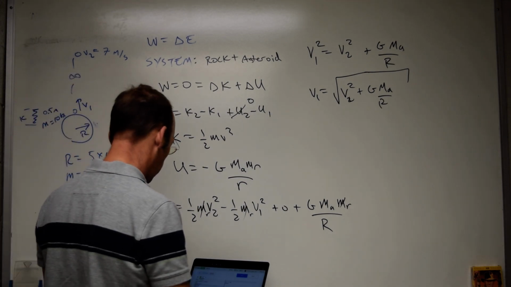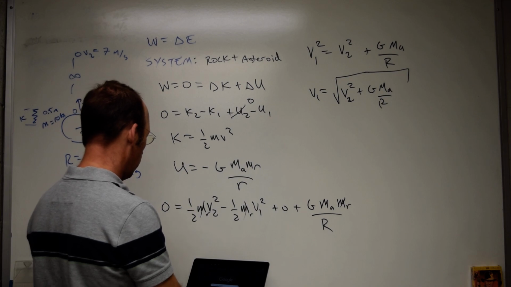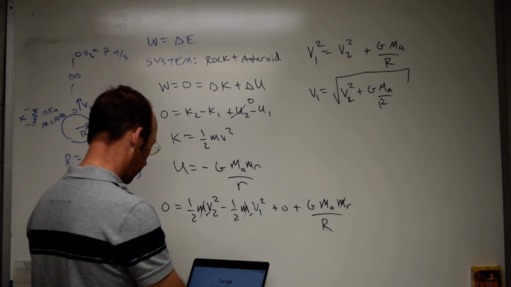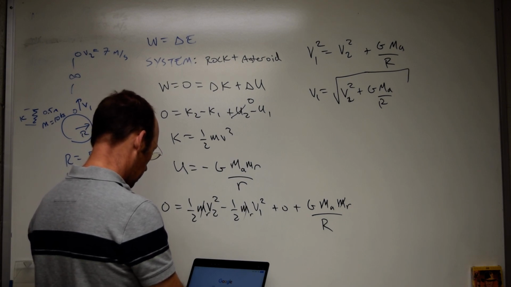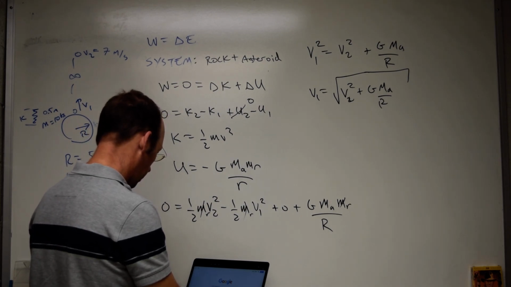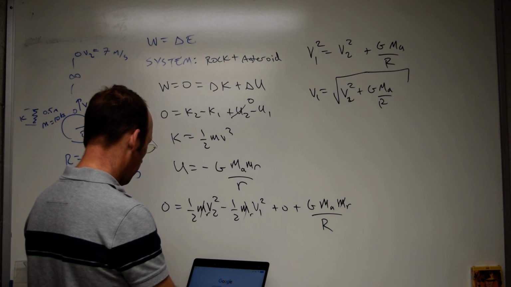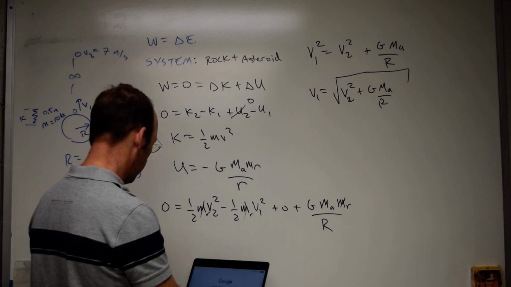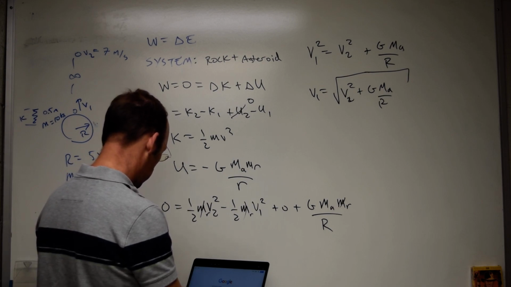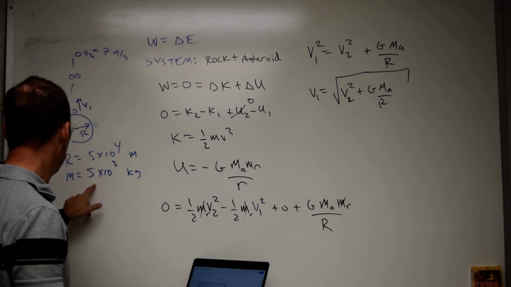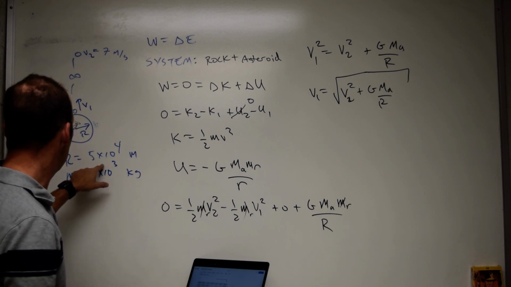Okay, it's a calculator problem, so let's do this in Google. Okay, I'm going to say square root of 7 squared plus 6.67 times 10 to the negative 11 times, let's do 5e3, divided by 5e4. Oh, it is really tiny. Okay, that's the problem. My mass is super tiny and my radius is too big.